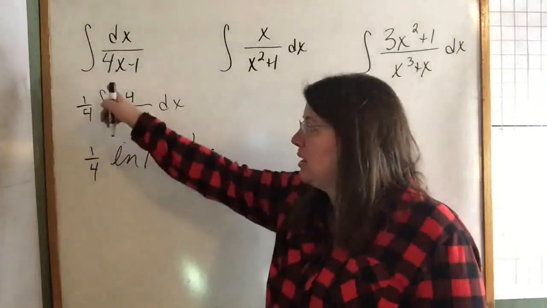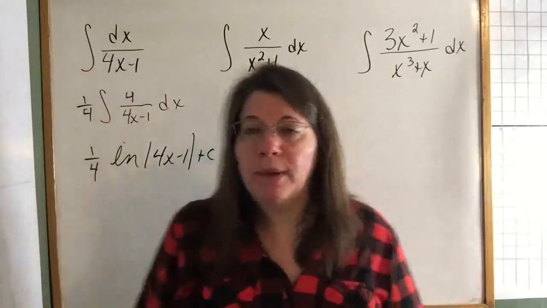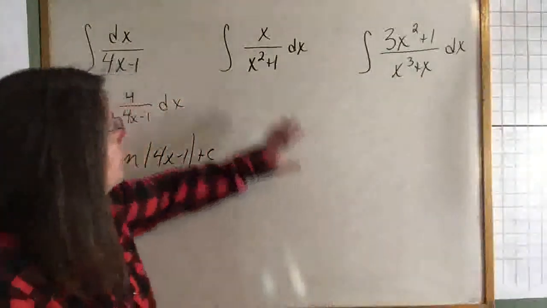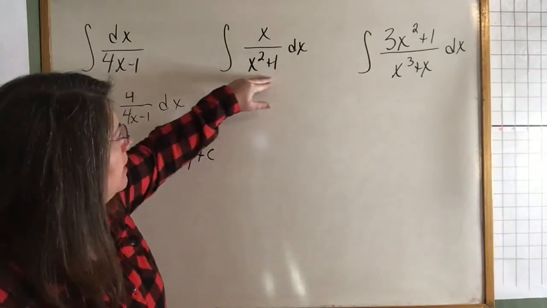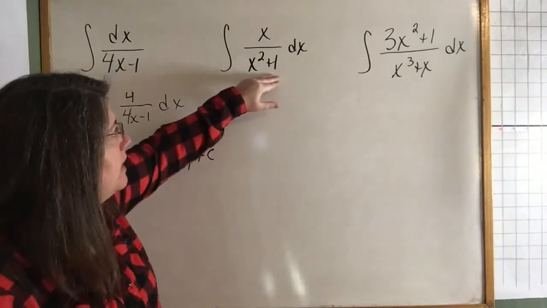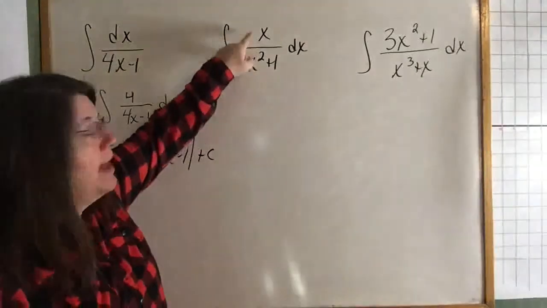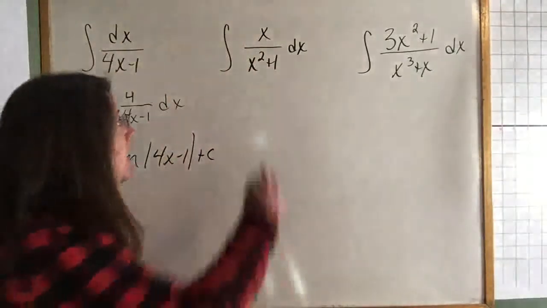Keep in mind, we could still have definite integrals with these where we have to plug the values in. For this one, the bottom is x squared plus 1. The derivative of x squared plus 1 is 2x. Well, I have the x. I'm missing the 2. I need a 2 on the top.